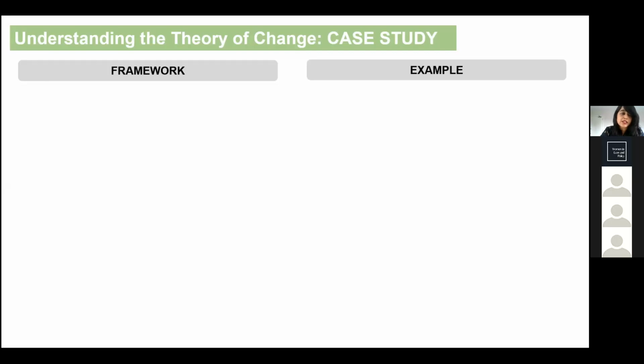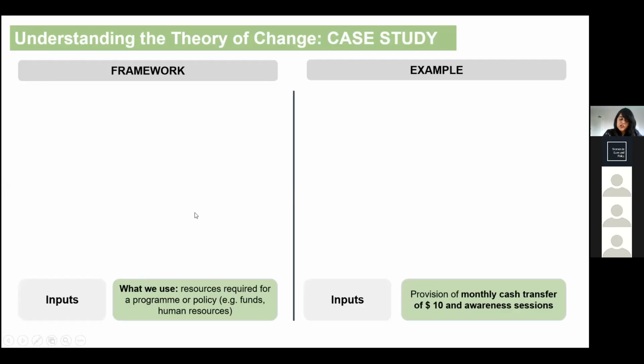It's worth 10 US dollars per month. All right. So a lot of you are saying that the input is the cash transfer, the funds. Right. Perfect. The inputs are the cash transfer. Okay. Let's check. Lovely. So as most of you have said, the inputs are the provision of the monthly cash transfer of 10 US dollars and the awareness sessions. That's the input.